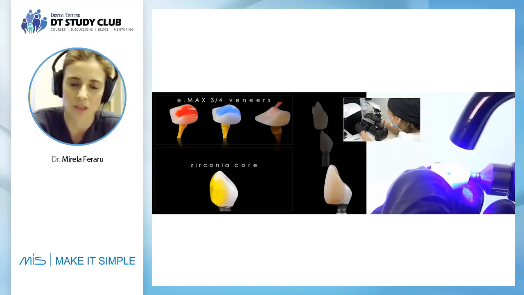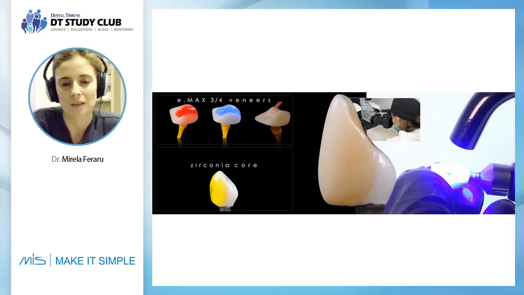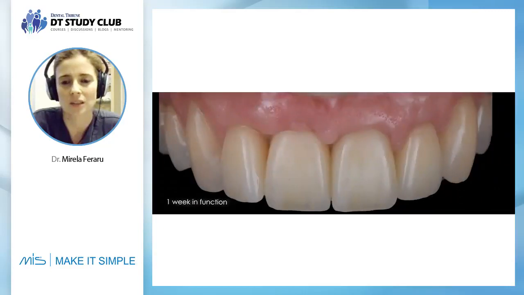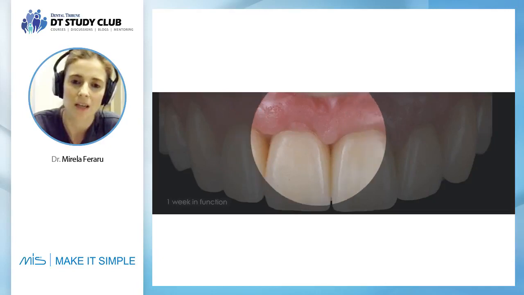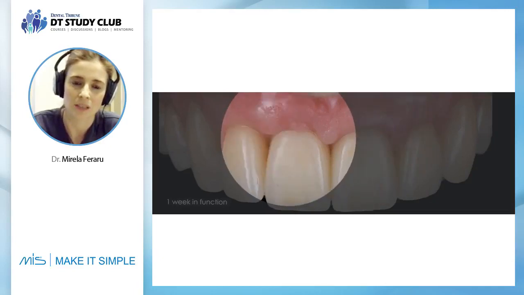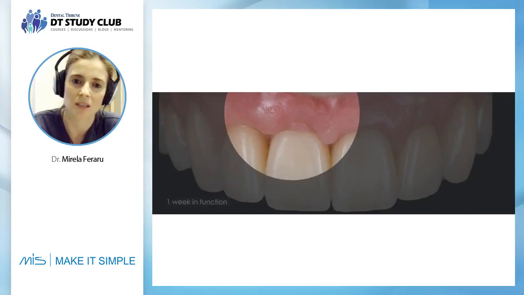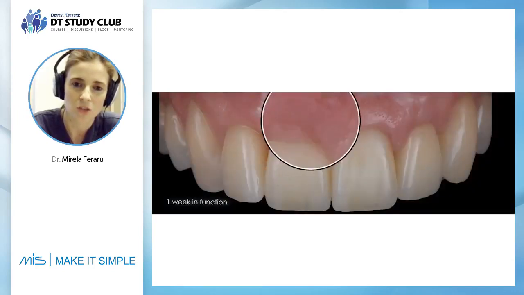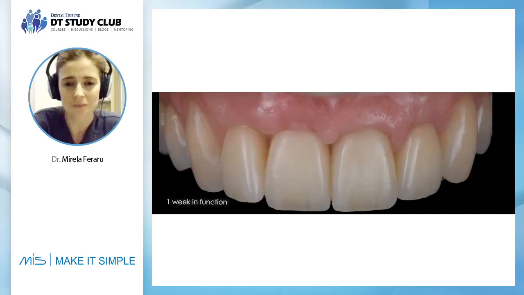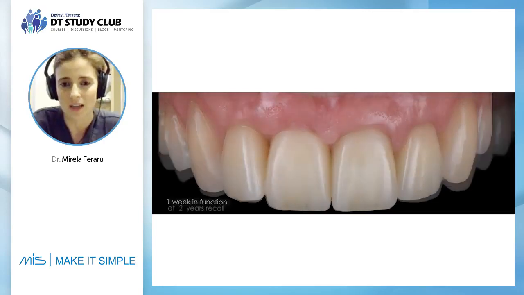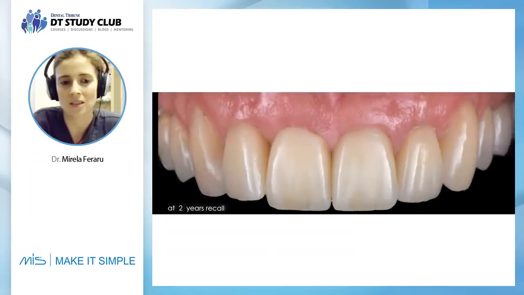So this was the final screw-retained restoration that we inserted in the area of the 11 and 22, and this is only 1 week in function, and we can see clearly that the tissues will start to adapt around the new contours of the ceramic restoration. We can still see here a little bit of the soft tissue grafting, the area that was grafted, and we are waiting for maturation. As we can see, this is 2 years.